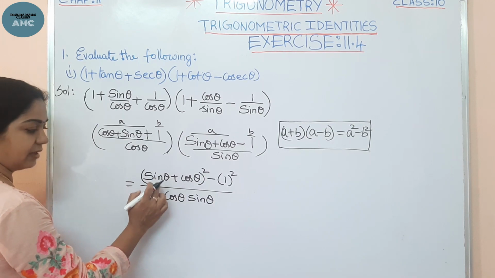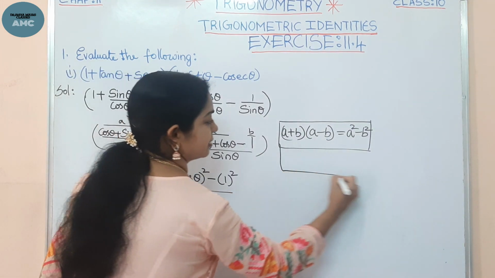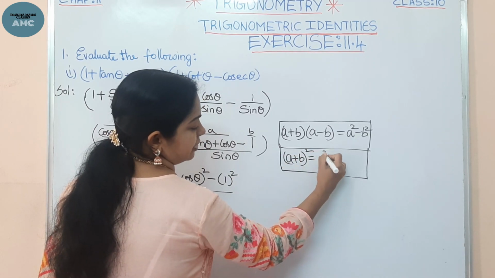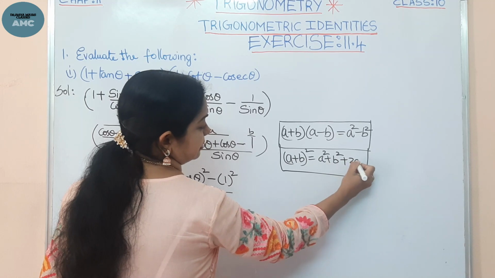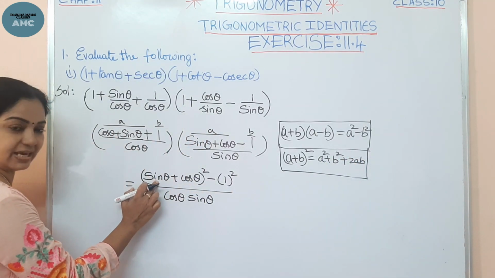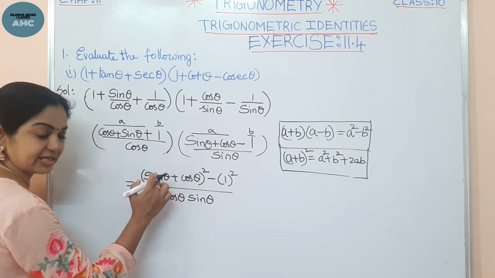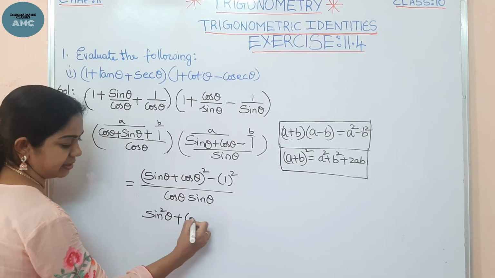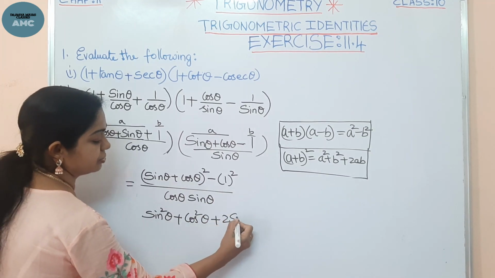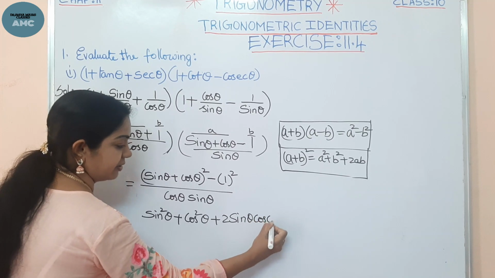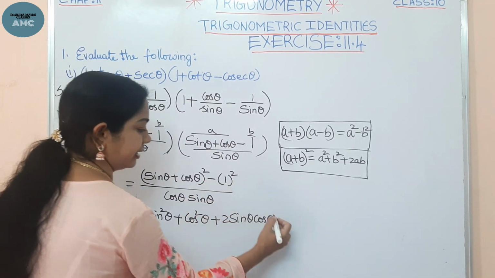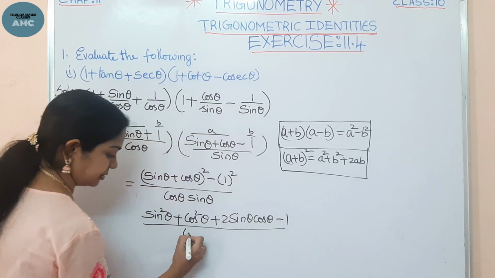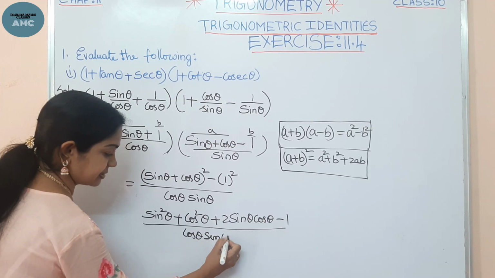Now here we will use another identity, that is A plus B whole square, algebraic identity. So A square plus B square plus 2AB. Here we will suppose this as A plus B whole square, so we will expand it here. A square plus B square plus 2AB, where A and B are sine and cos. And here again 1 is there. So 1 square is just 1. Write here cos theta by sine theta as it is.